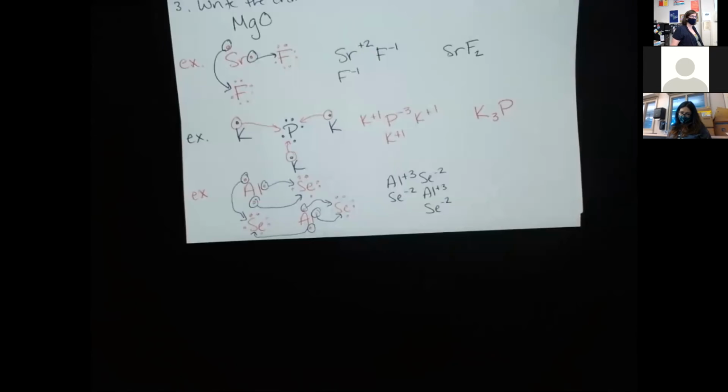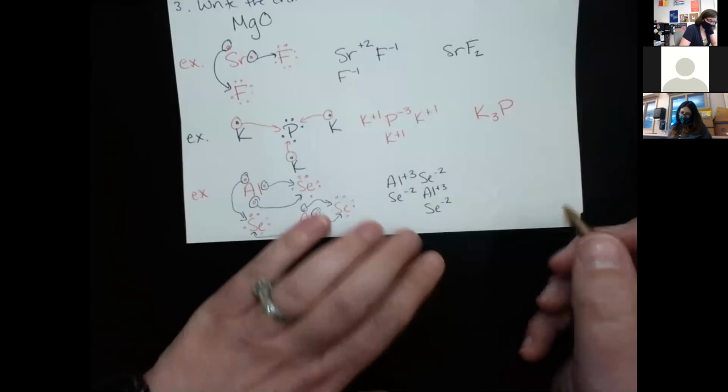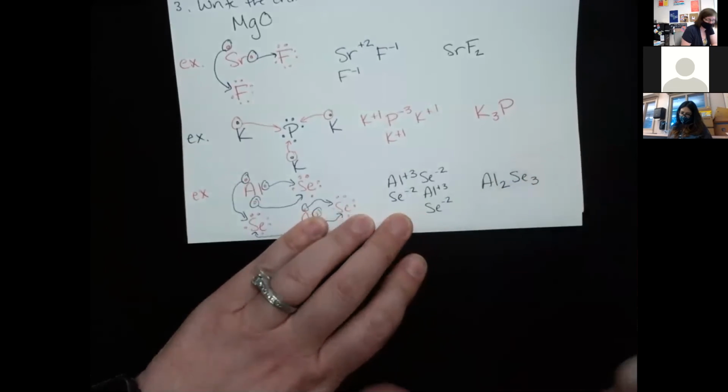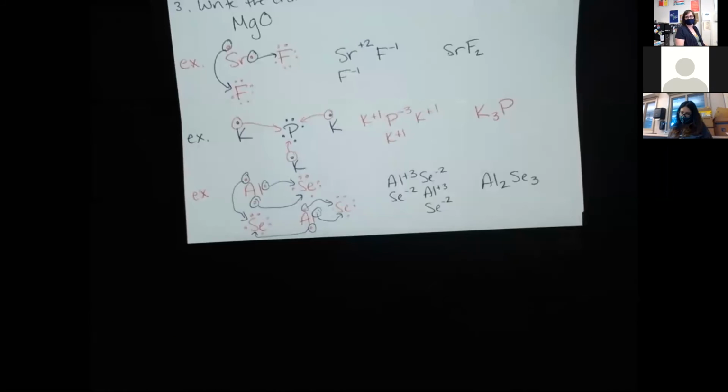All right, so go ahead and write the chemical formula. We'll see if you got it right, and then we're done for today. So did you write Al2Se3? Because you're counting how many of each element you needed.